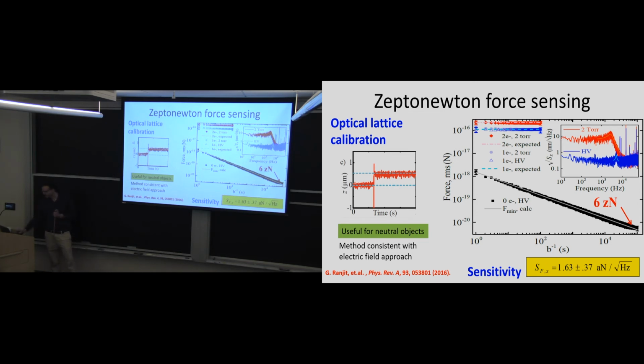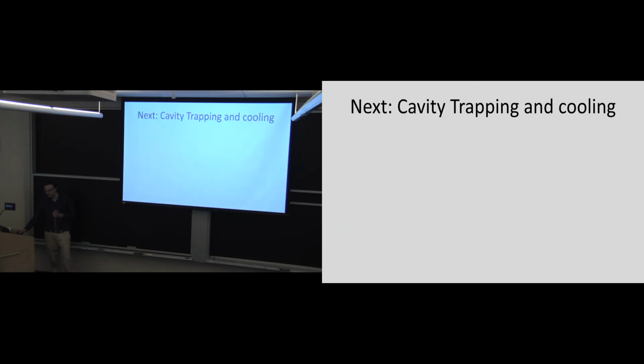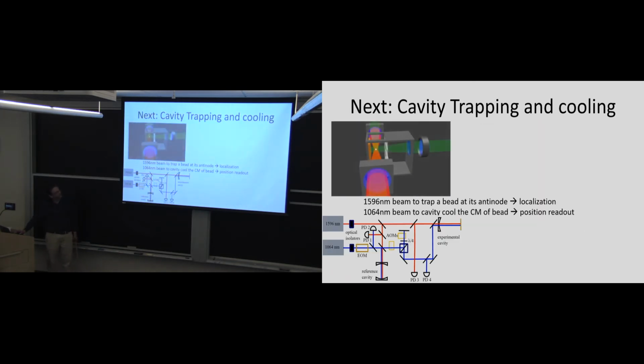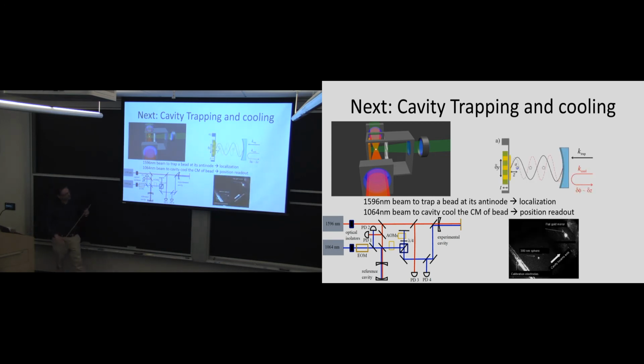Okay, so given that we have the sensitivity, we are now working on doing the gravitational measurement in the cavity. We can take the particle and transfer it to the optical cavity trap, where I have 2 different colors of light in the cavity, one of which traps the particle, and the other can both read out its position along the axis of the cavity and cool it along that axis. And here's a photo of the particle now trapped in the cavity.